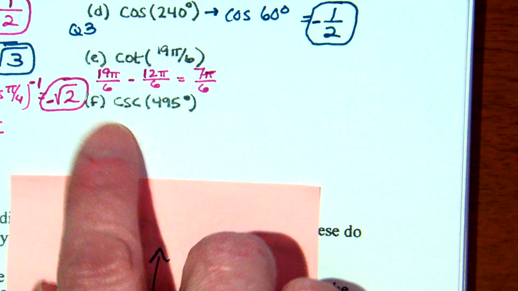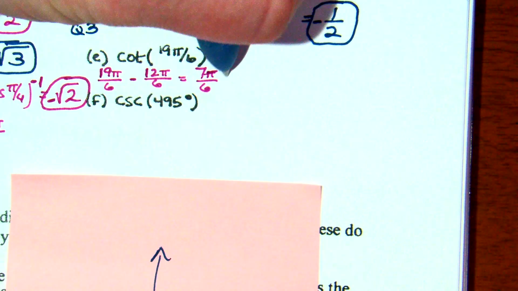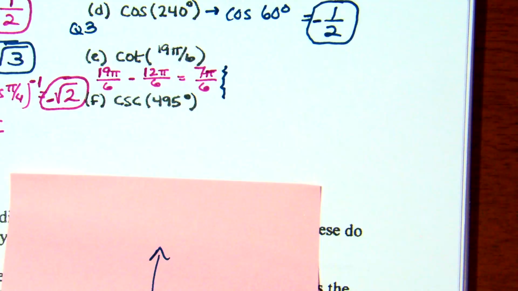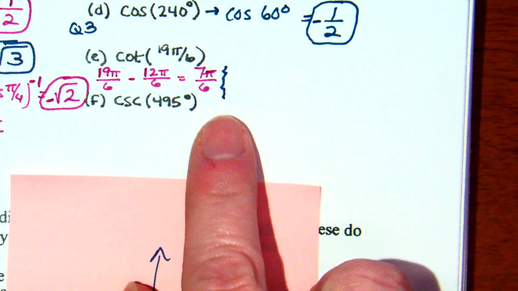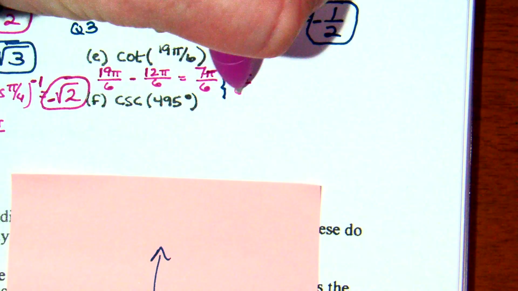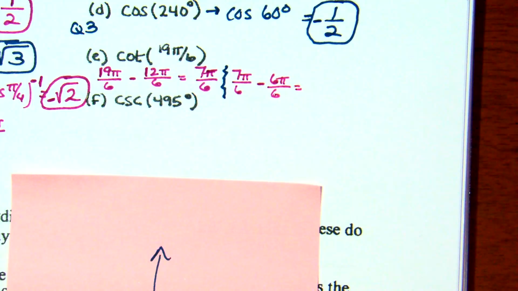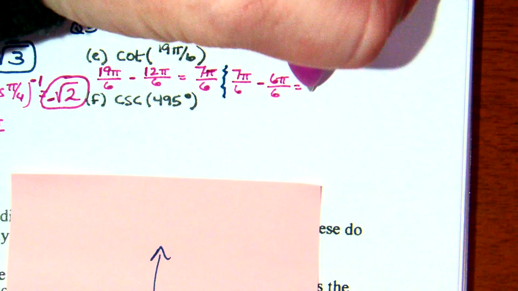Okay, so 7 pi over 6. It's a little bit past 6 pi over 6. So I need a reference angle that is one of those three. I say 30, 45, or 60, right? Which, keep in mind, are pi over 6, pi over 4, or pi over 3. Well, if 7 pi over 6 is just a little bit past 6 pi over 6, subtract them. So 7 pi over 6 minus 6 pi over 6, which is what? Pi over 6.